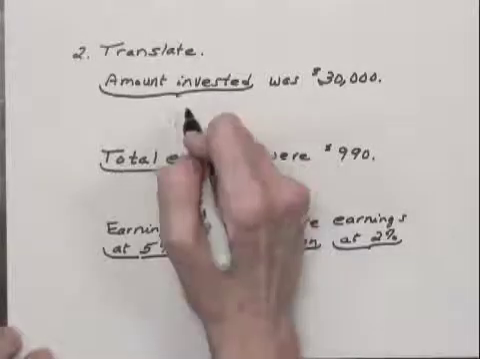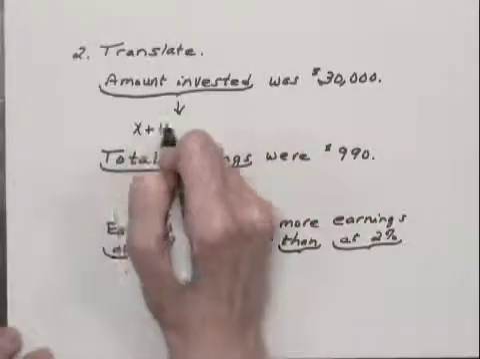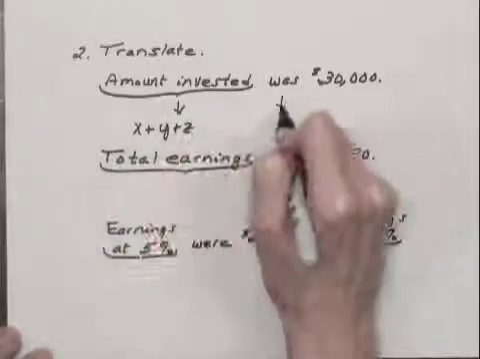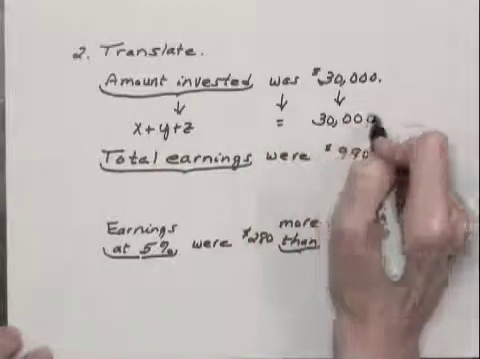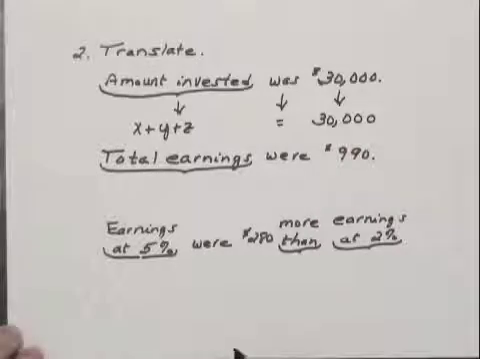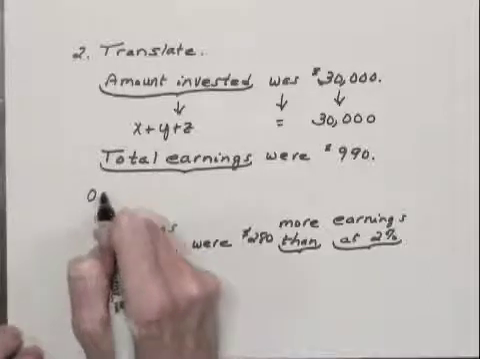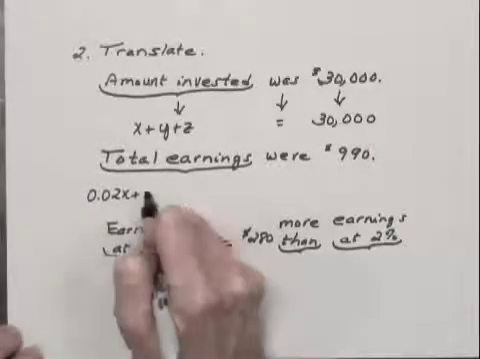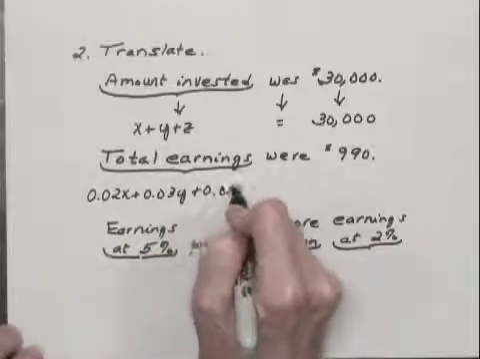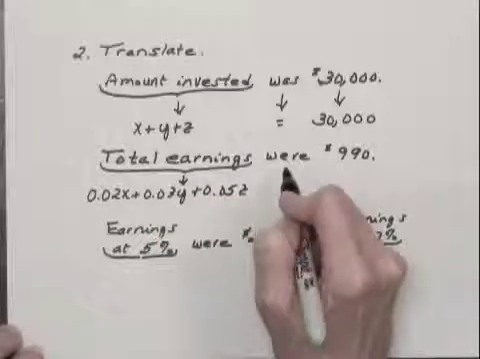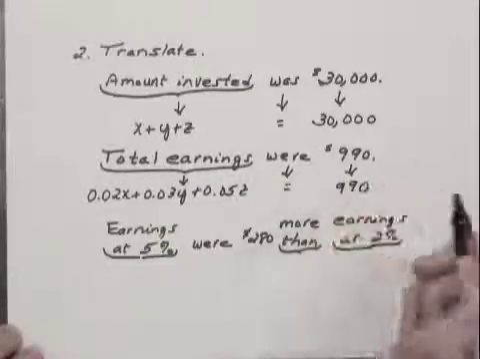The amount invested was $30,000, and the amounts invested were X, Y, and Z, so X plus Y plus Z equals 30,000. The total earnings were $990, and we just saw what the individual earnings were. We'll add all of those together. We have 0.02X plus 0.03Y plus 0.05Z, and this is equal to 990.